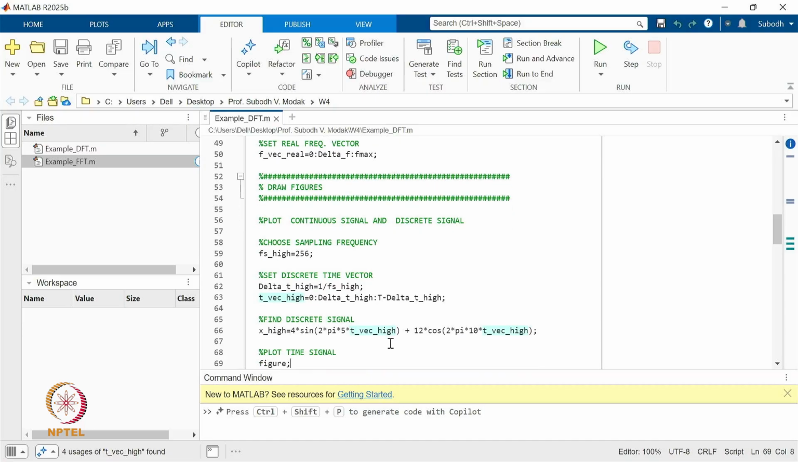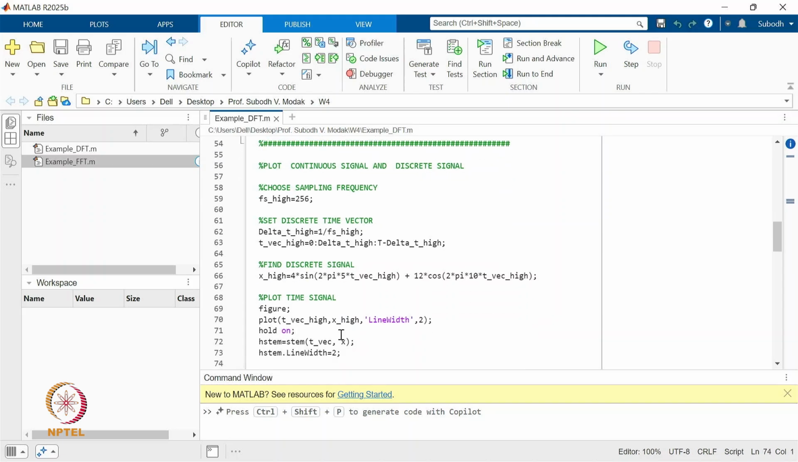You can see here, this is the same program I used for discretization earlier. I am using a high sampling frequency of 256, and then of course I am finding the delta t for that high sampling frequency, then finding the time vector for that, and then finding the discrete signal based on this high sampling frequency. These statements are the same ones we used previously to sample the signal. So, this basically uses the samples obtained using the high sampling frequency.